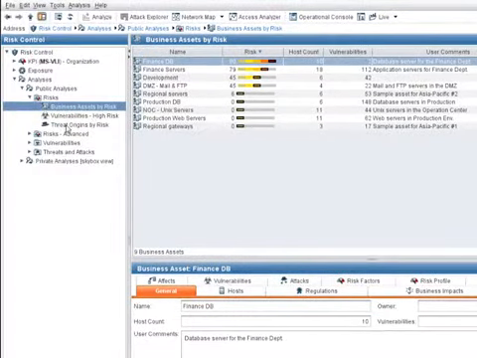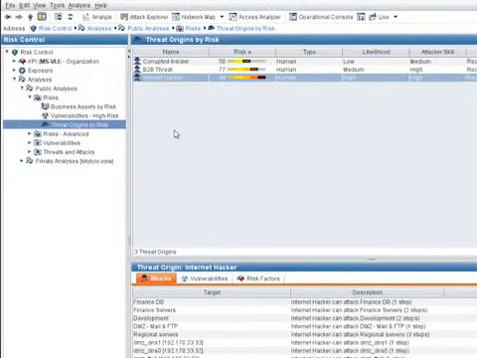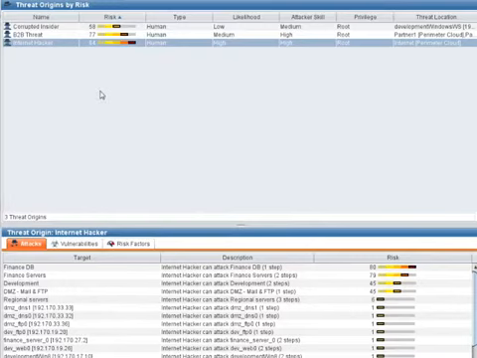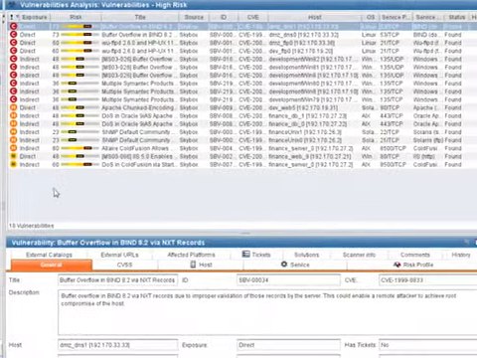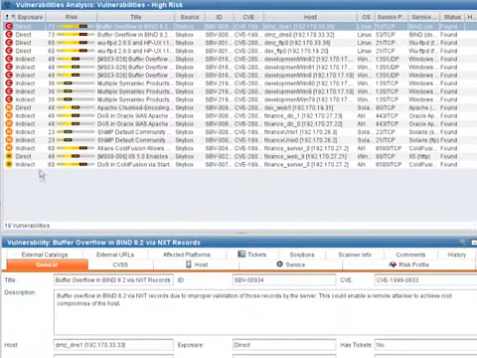I can also look at this from the perspective of threat origins. This tells me what attack vectors or virtual bad guys I would need to worry most about. I would answer questions like, do I need to worry most about an attack coming from the outside or the inside of my network? Lastly, we can look at vulnerabilities themselves.